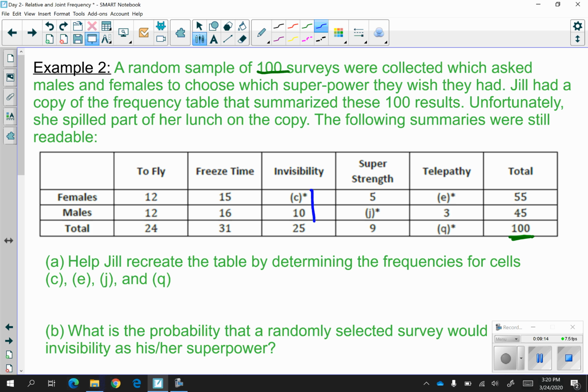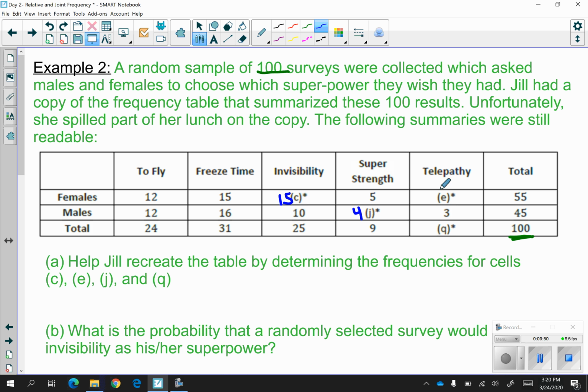If you look right here, top to bottom, C plus 10 has to give you the total, the marginal frequency of 25. So think about it. What plus 10 gives you 25? That's going to be 15. You could do that again over here. 5 plus what gives you your marginal frequency of 9? So it's pretty easy to figure out that J has to be 4.